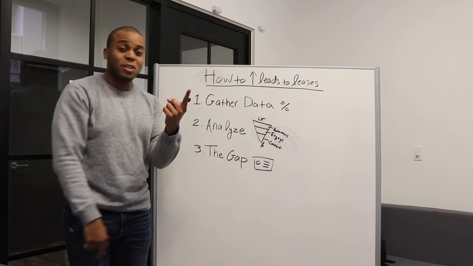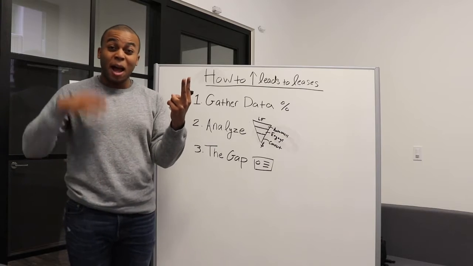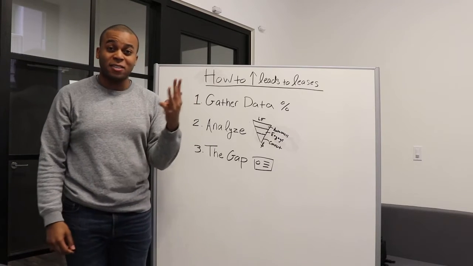Top three things: What lead sources are you using? How are they converting? How many leads are you getting? And how are those leads converting into leases?